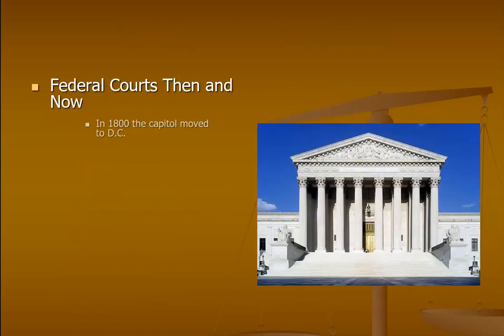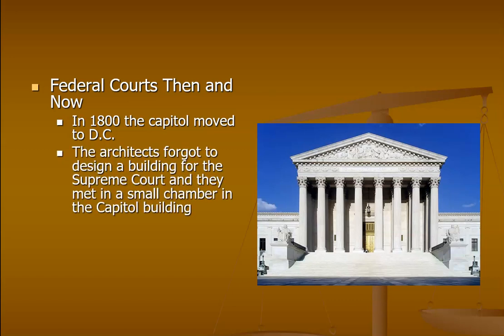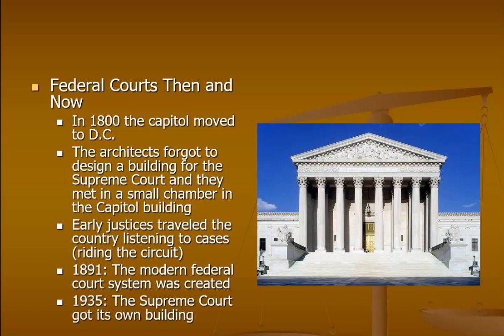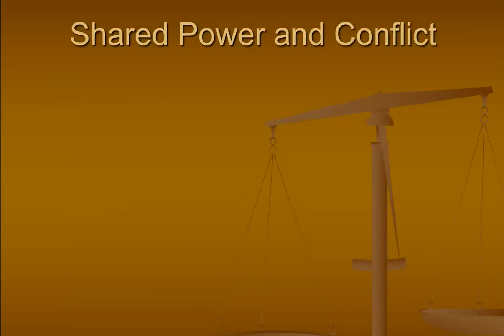The federal courts then and now. In 1800, the capital moved to Washington, D.C. The architects forgot to design a building for the Supreme Court, and so they met in a small chamber in the Capitol. Early justices traveled the country listening to court cases. This was called riding the circuit, and many justices actually hated that job. In 1891, the modern federal court system was created, and in 1935, the Supreme Court got its own building.